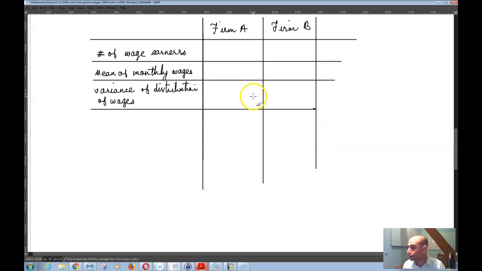So here you have 586, here you have 648, here you have rupees 5,253, here you have rupees 5,253, and then the variance is 100, and over here the variance is 121.